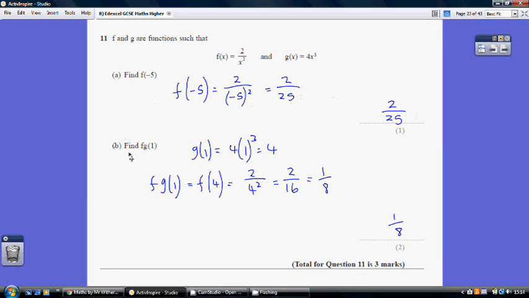Now for part B, just be careful here. You first of all substitute 1 into the g function and see what output you get, and then put that output into the f function. So it's g first, f second. So first of all putting 1 into the g function, so 1 into here. So 1 cubed is 1 times 4 is 4. So we now take this output of 4 and put that into the f function. So that's going to be 2 over 4 squared, which is 2 over 16, which is an eighth.